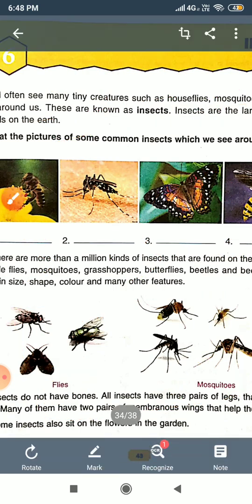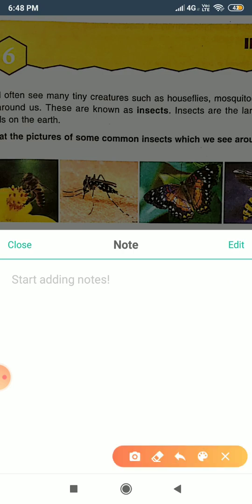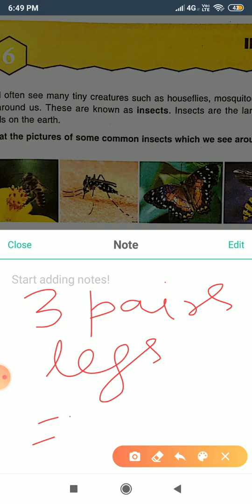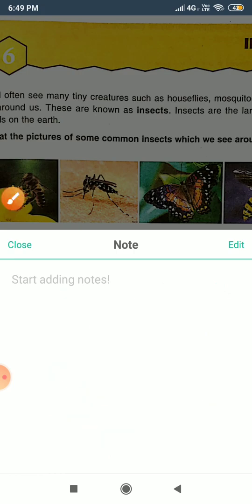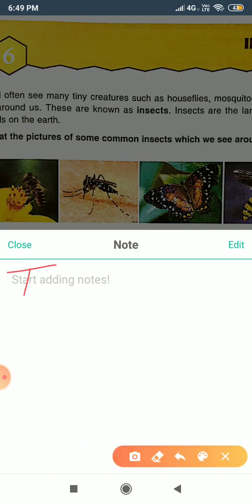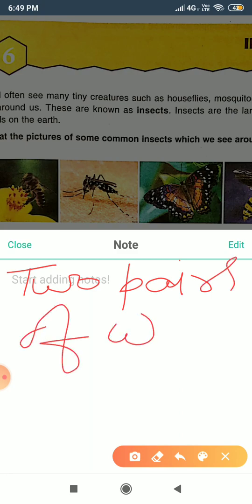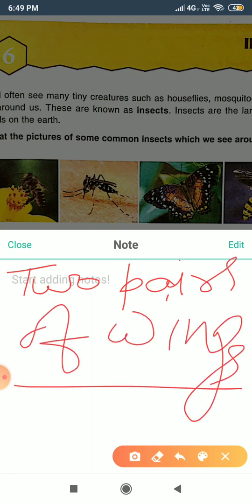Okay. So insects are having 3 pairs of legs. That means 3 plus 3 equal to total 6 legs. Okay, total 6 legs. Insects are having 6 legs. Okay, and what? 2 pairs of membranous wings. Okay, so these are the features of the insects.